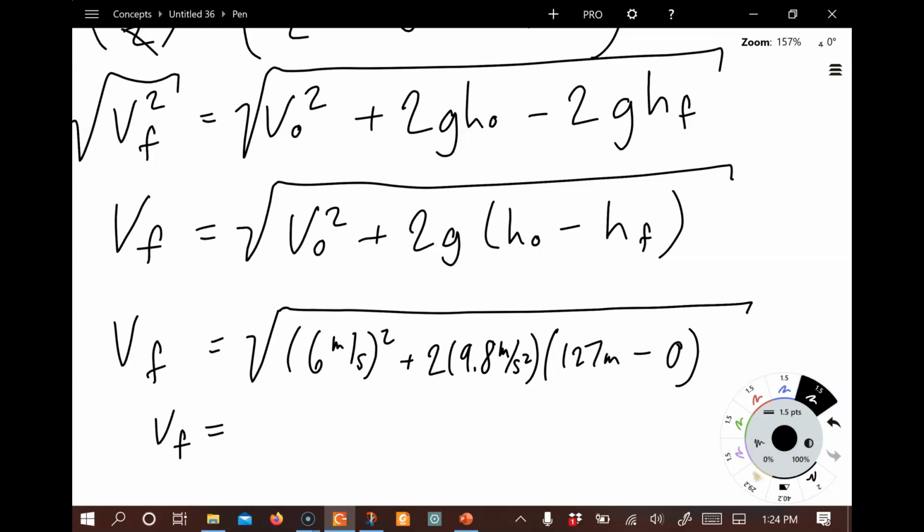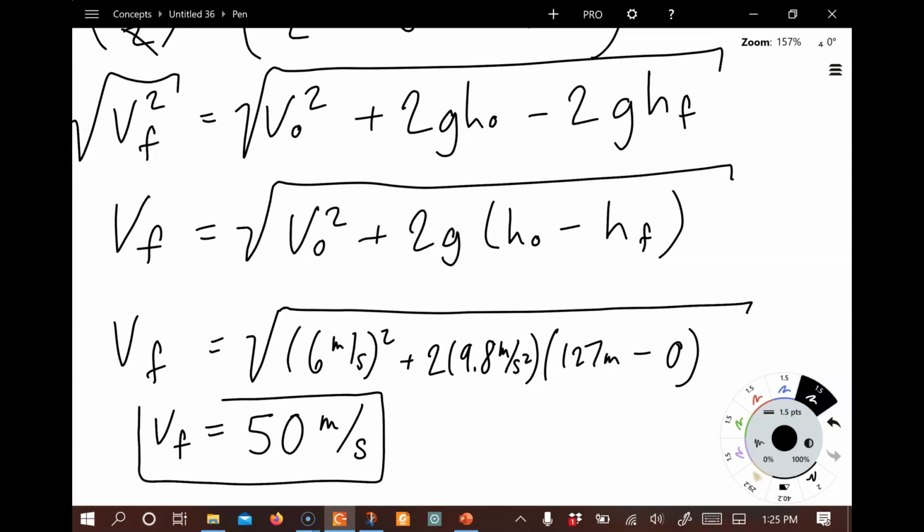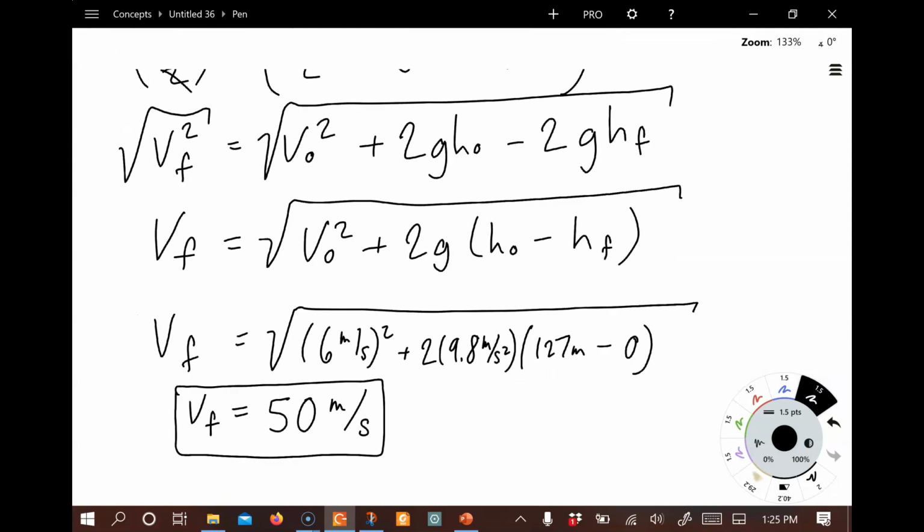And if we solve for this, we'll see that we get an answer that's 50 meters per second. So that's the speed of the roller coaster as it gets down to the very bottom of the track there.